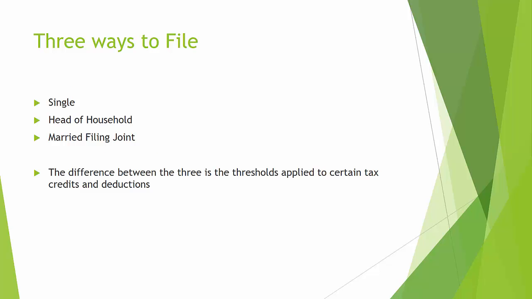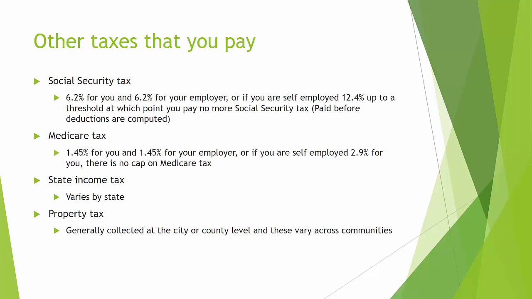Lastly, there are three ways to file your taxes: single, head of household, and married filing jointly. The difference between these three ways is determined by the thresholds that you use. Generally, single is for people who are single and do not have children. Head of household is commonly filed by people who are single but have children, and married filing jointly is for people who are married and want to file their income taxes together. It affects the thresholds that the government applies to the various things that you have. There are also other taxes that you pay.